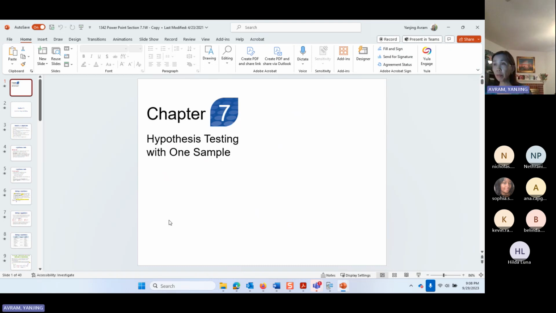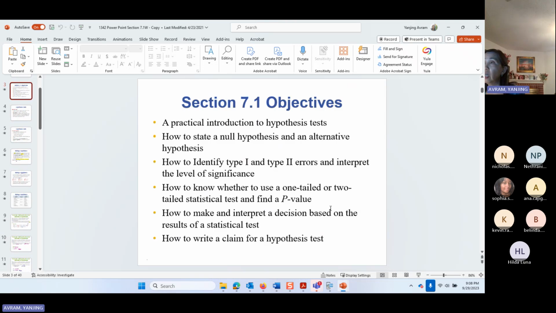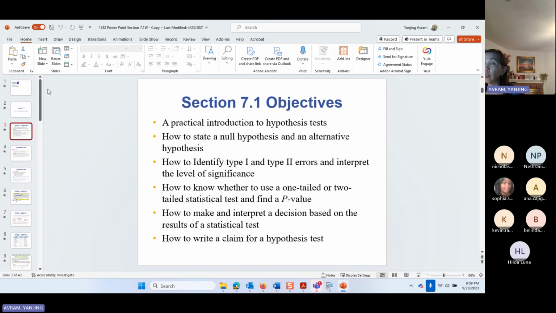There's something similar between chapter 7 and chapter 6, which is Z or T interval, Z or T test. They're using a similar one. So this is our last chapter. It's called hypothesis test. Let's go ahead and introduce this fourth section because there's a lot of concept in here.